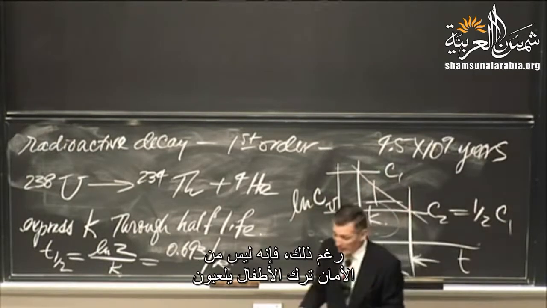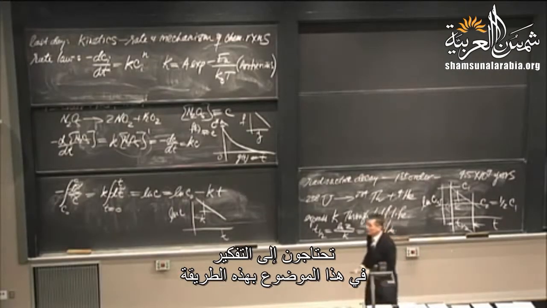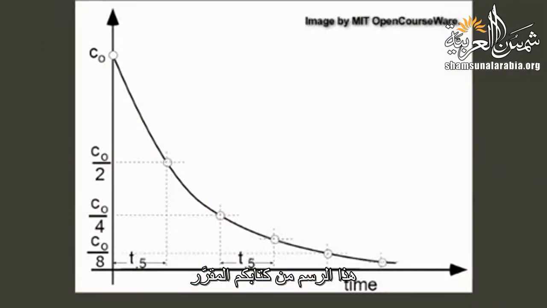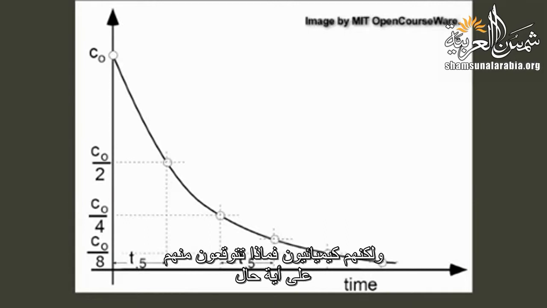But even then, it's probably not safe for the kids to go out and play. So you really need to think about it in this way. Here it is shown in your textbook, concentration as a function of time. They could have plotted it log linear, then you would have ended up with this. But anyways, they're chemists, so what can you expect?